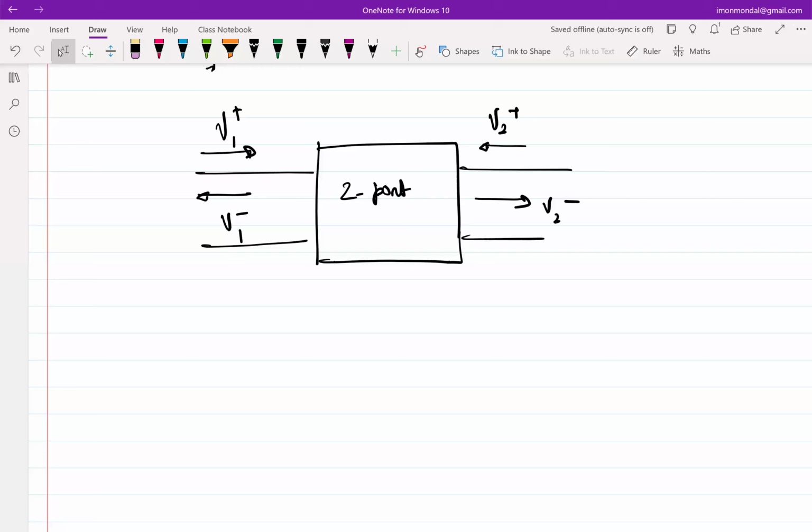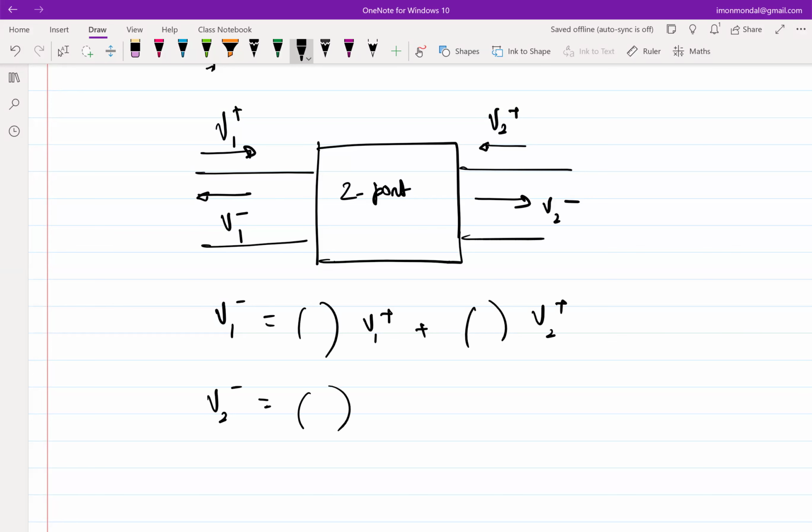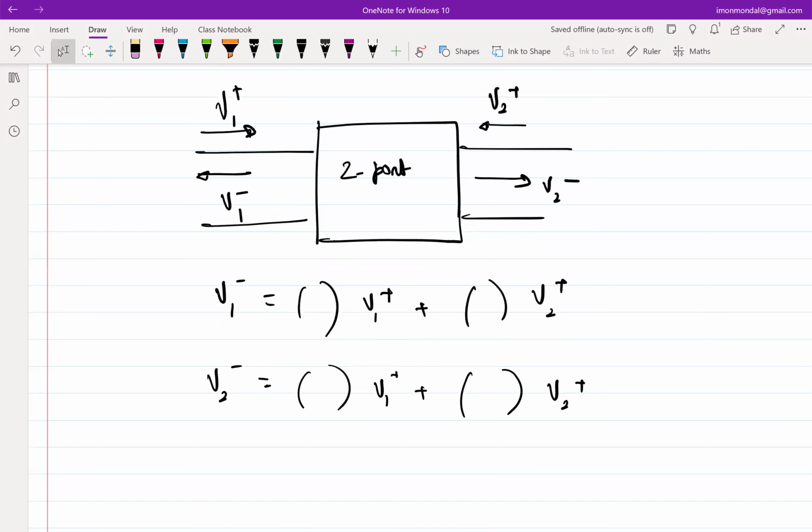So in general, assuming everything is linear, we can basically say V1 minus will be equal to some constant times V1 plus some constant times V2 plus. Similarly, V2 minus will be some constant times V1 plus some constant times V2 plus. Okay. And these constants are essentially the S parameters. And the first constant is S11, this is S12, S21.